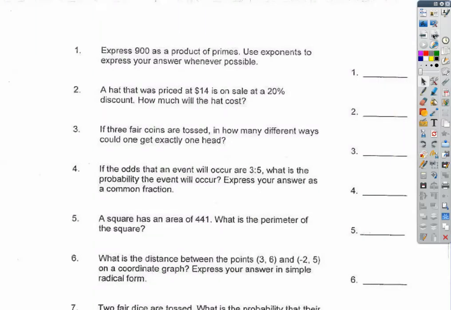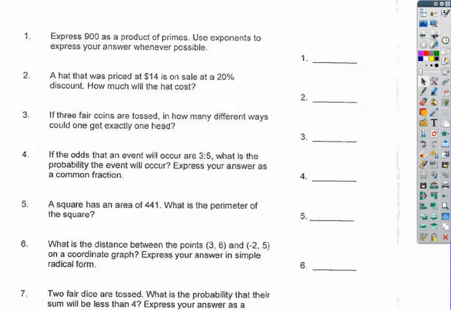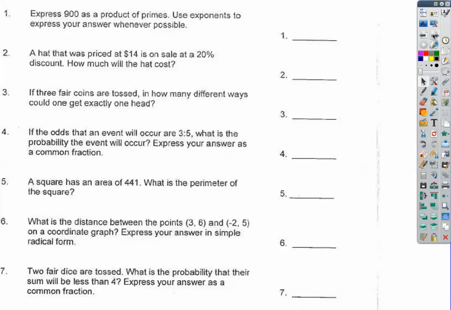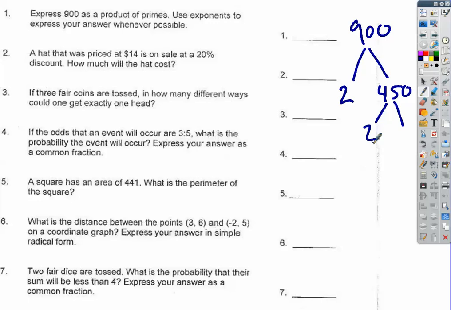All right. Express 900 as a product of primes. Okay, so this is a prime factorization problem. So we have 900. Well, what goes into 900? Well, you might as well start with primes that you know. So we have 2 and 450. We have another 2 here. So that would be 225.